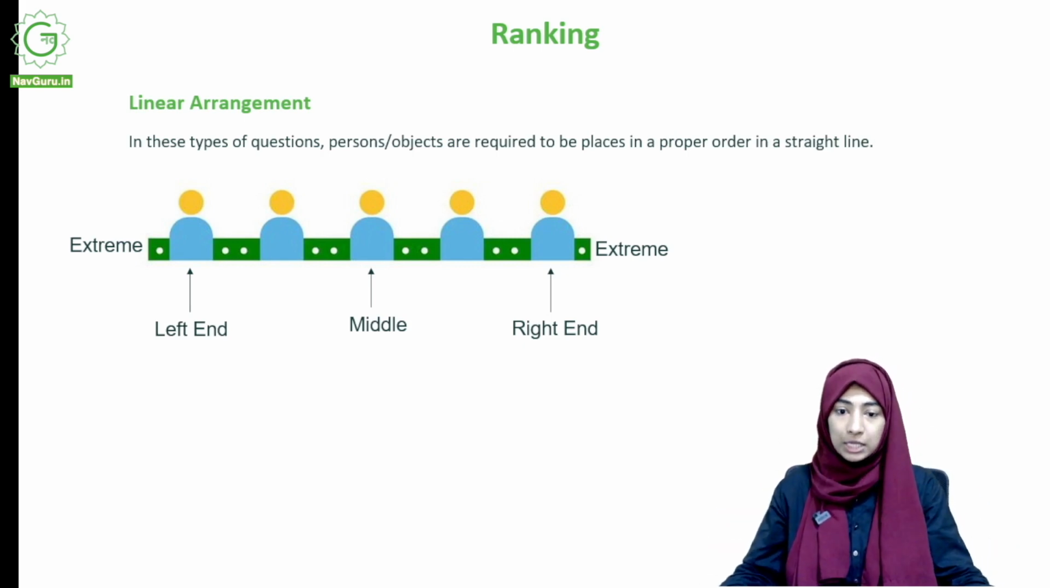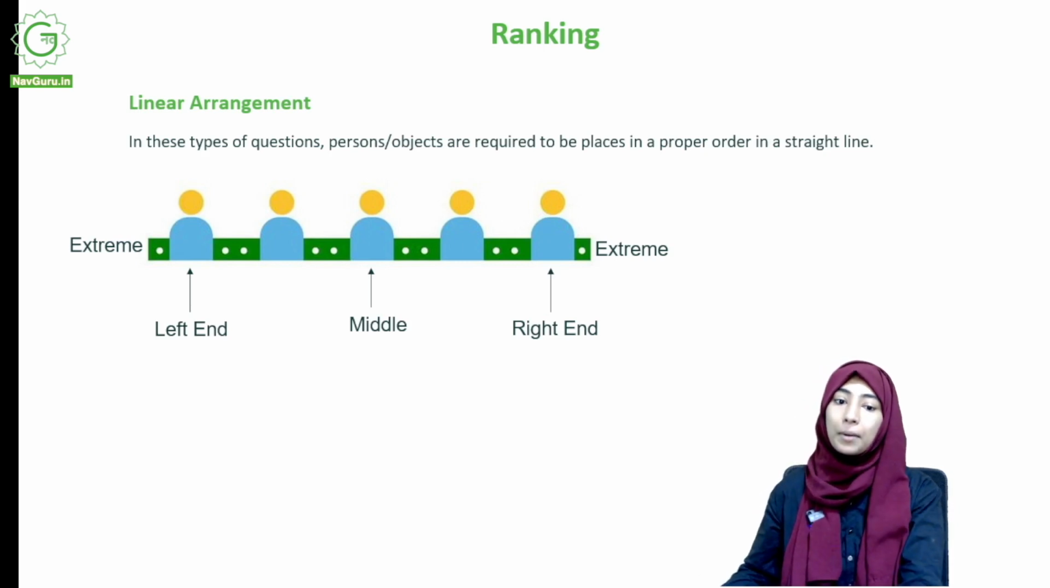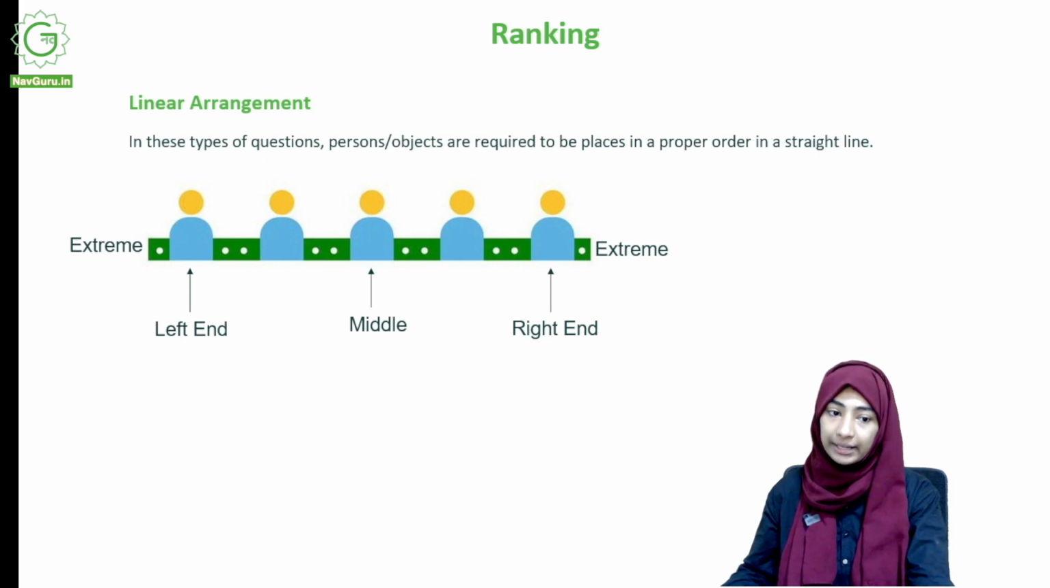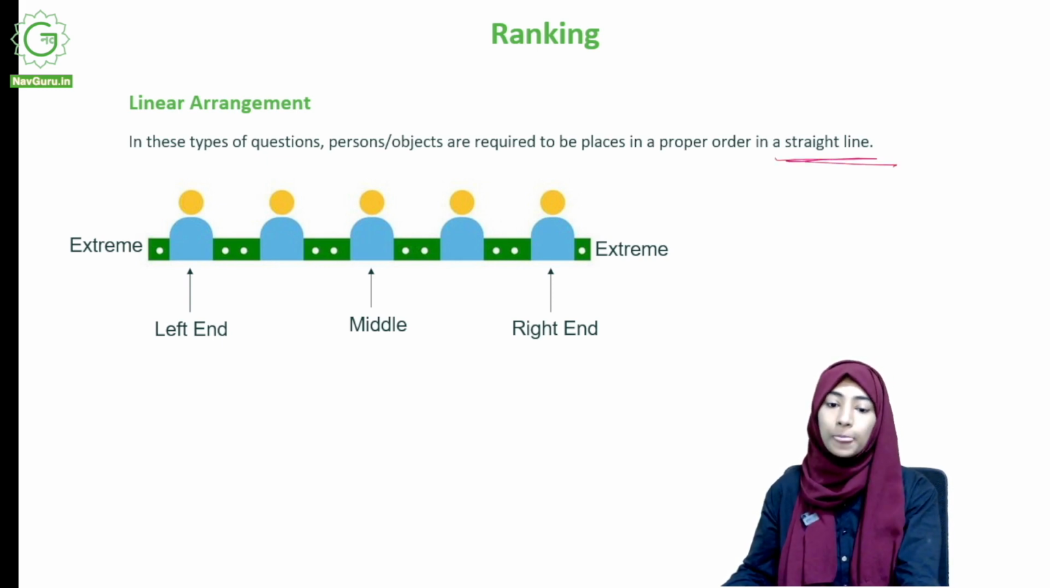In linear arrangement, persons or objects are placed in a proper order in a straight line. This is the important part: you have these placed in a straight line. Here this is the left end, this is the right end, this is the middle. These are concepts that will be useful to know what is at the ends and what is at the middle.